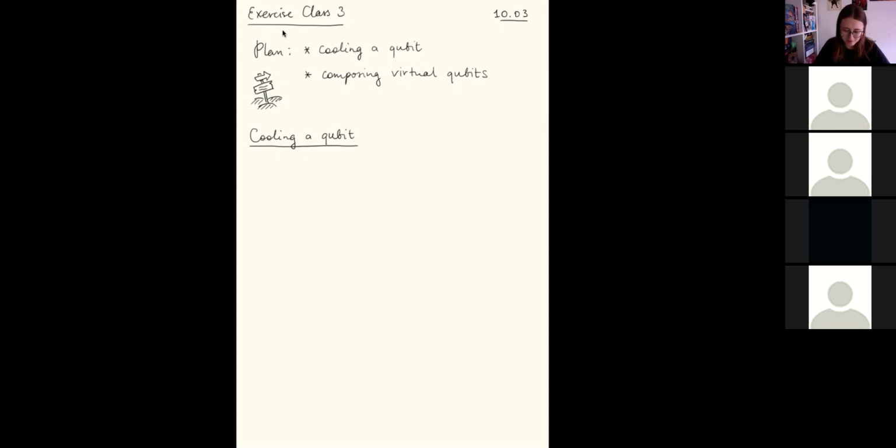So today my plan is to discuss two topics that come up in the exercise sheet for this week. The first one has to do with the notion of cooling a qubit and how we can cool a qubit using a virtual qubit, which we extract from a multidimensional system. And the second topic is how we compose virtual qubits.